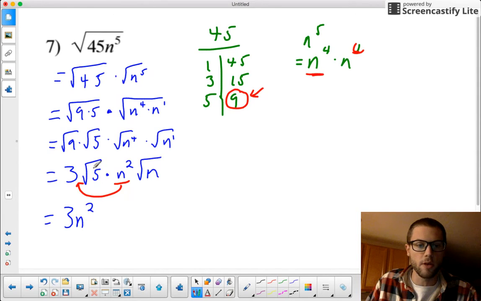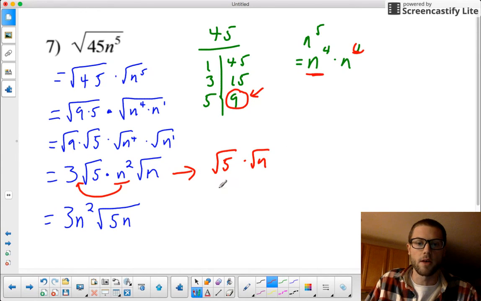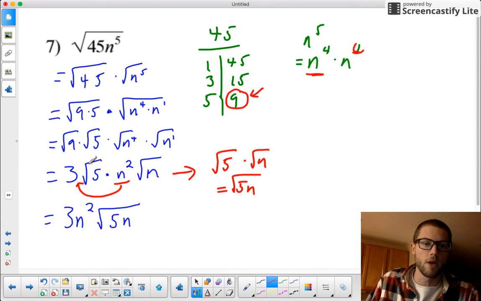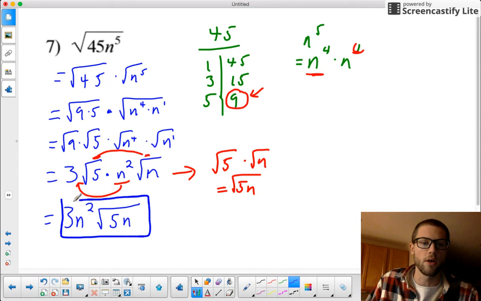Then I'm going to combine my radicals into one expression. This is the square root of 5 times n. And if I lost you there, remember, the square root of 5 times the square root of n is equal to the square root of 5n, using the product property. So I just took these and multiplied them together. My final answer here then is 3n squared times the square root of 5n.